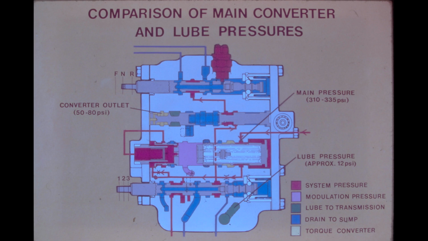A high converter outlet pressure would be an indication of a restricted cooler. This condition would produce a low lube reading since return oil is forced to drain to sump at the regulator valve because of the downstream restriction. Lube pressures will range from 5 to 8 psi at low idle. At high idle, a range of 12 to 15 psi should be observed.